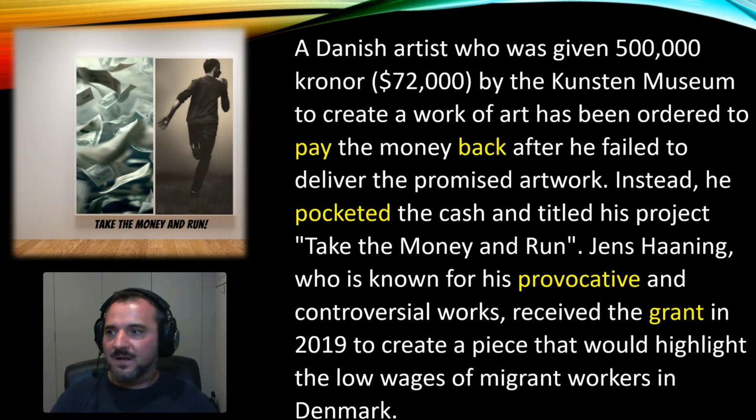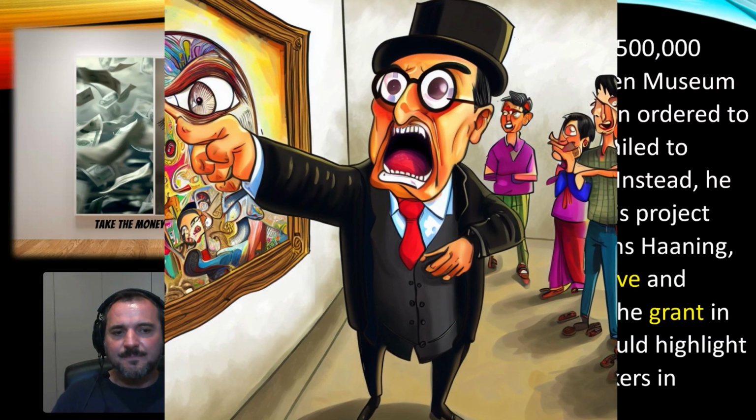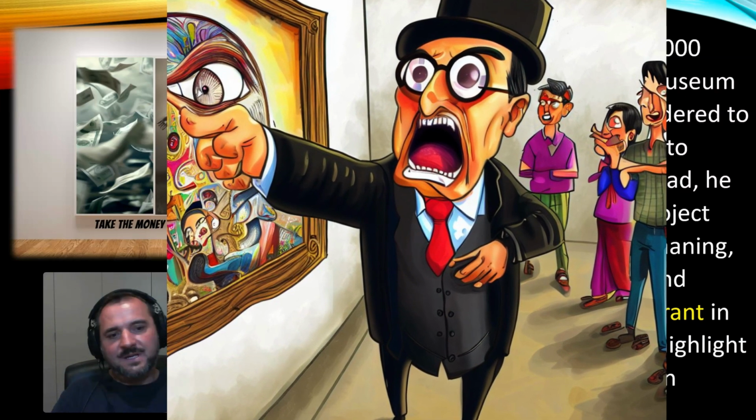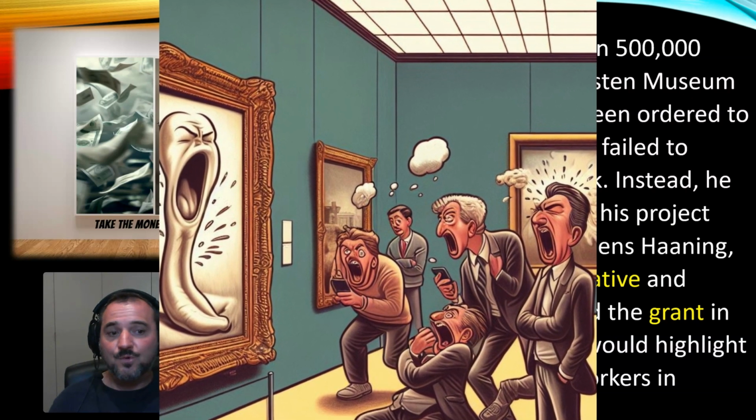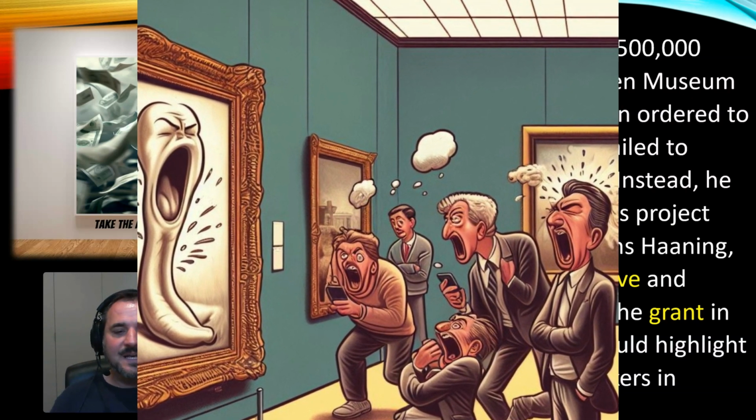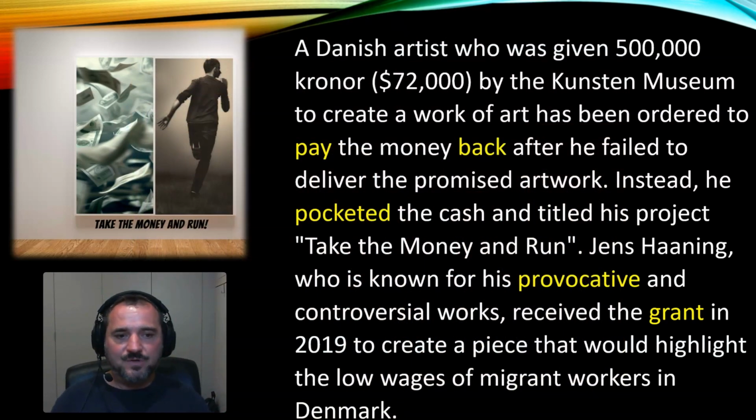So if we talk about a provocative work of art, that means there's something about it that is going to cause you to feel an emotion. If it's provocative, it's usually quite negative. So usually people get angry about it. So he has obviously form on this artist, Jens Hanning. He has previously produced other works of art that were provocative, like this one, and controversial.